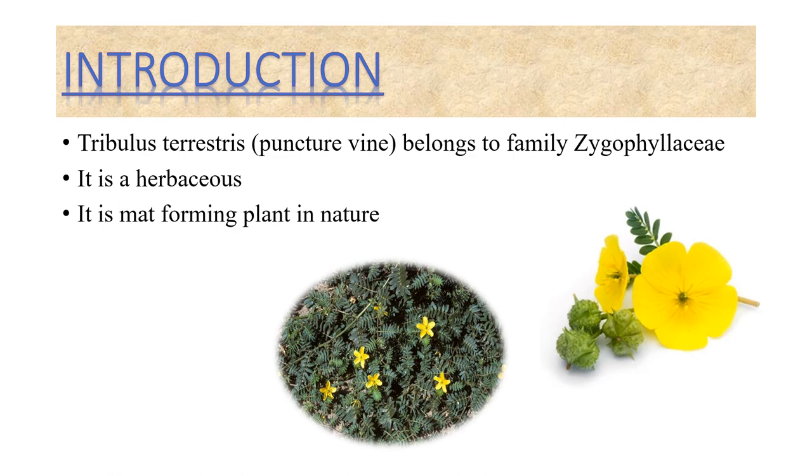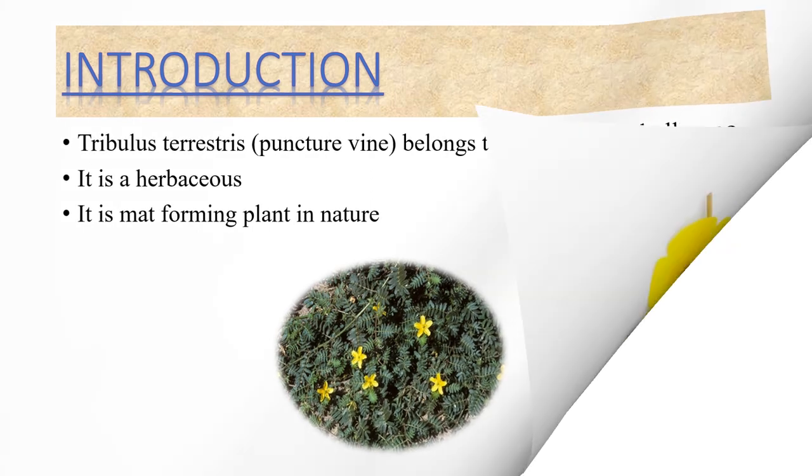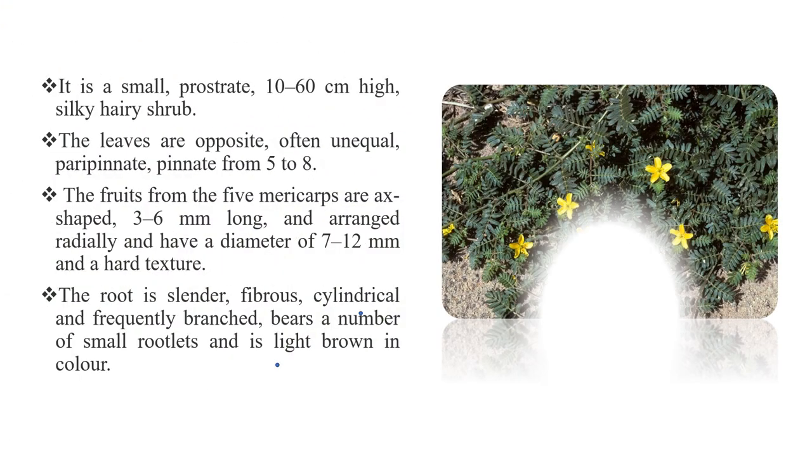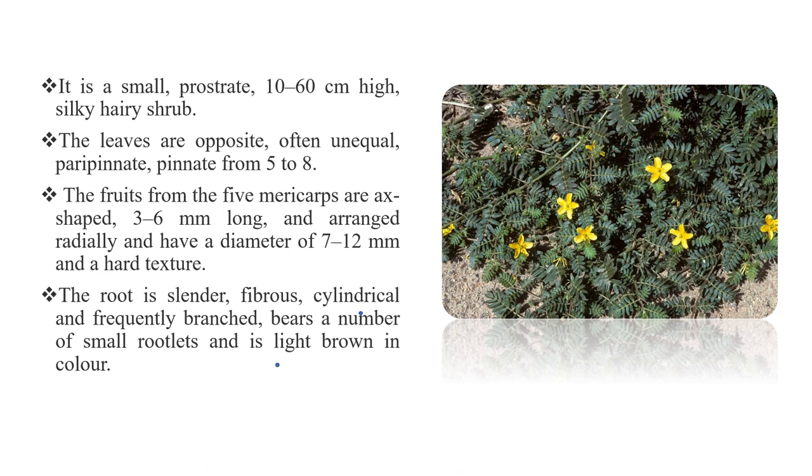Here is the introduction of Tribulus terrestris. Tribulus terrestris belongs to the family Zygophyllaceae. It is a herbaceous, mat-forming plant in nature. It is small, prostrate, 10 to 60 centimeters high, silky, hairy, short.